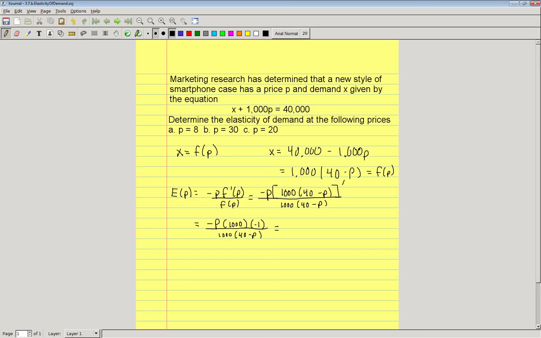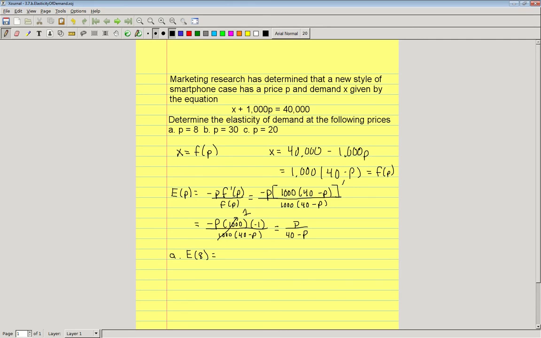To simplify, we see that our negative signs are going to multiply and equal positive 1. And our factors of 1,000 are going to divide out, so we are left with the very simple expression P divided by 40 minus P. All right. So this is our elasticity of demand equation, and now we can start calculating the particular values that we were asked to look at.